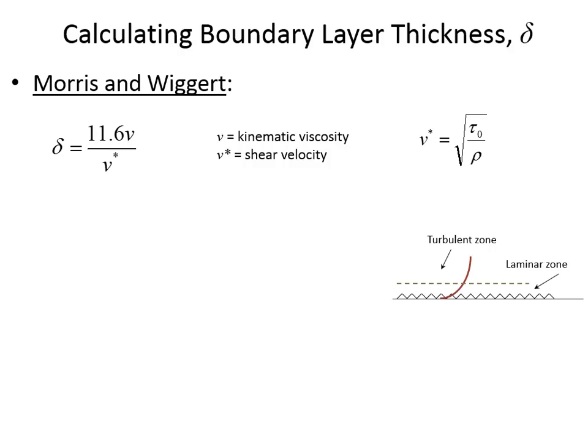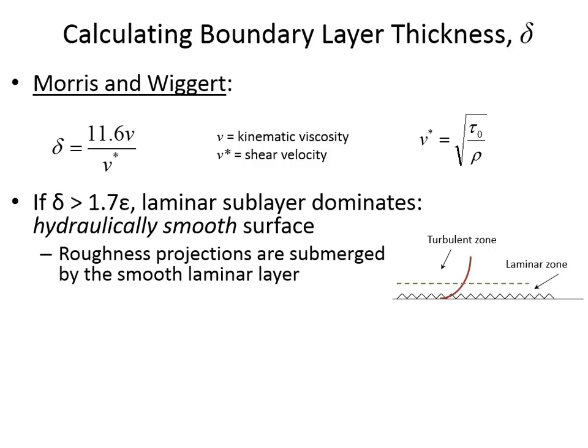And then the shear velocity, remember we talked about that earlier, and you can calculate the shear velocity from the shear stress that's being applied from the pipe to the water, and also the density of the fluid. So this is just an empirical estimate of how thick that layer is going to be. It's not a perfect way of calculating it.